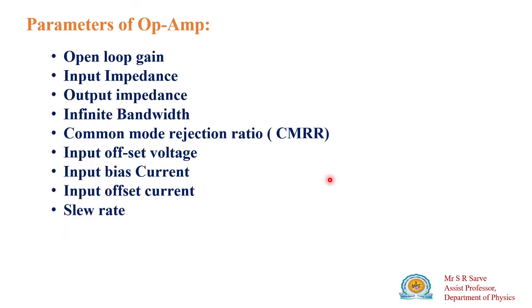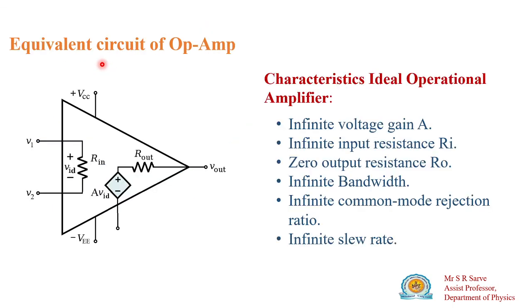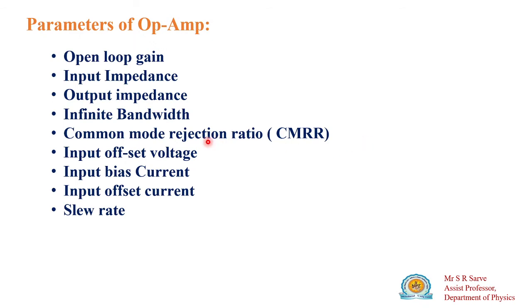We will start now. These are the parameters of the operational amplifier which I have explained here, and there are other parameters also. What is the open loop gain of an operational amplifier, what is the input impedance, what is the output impedance, what is the bandwidth of an operational amplifier. Actually it is infinite ideally. Then what is the common mode rejection ratio, what is the input offset voltage, what is the input bias current, what is the input offset current, and what is the slew rate. These parameters we are going to learn now.